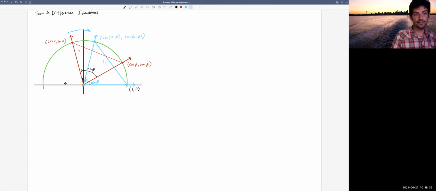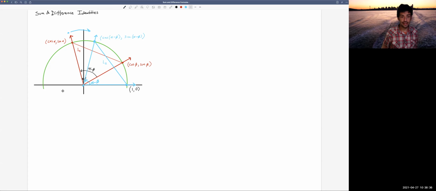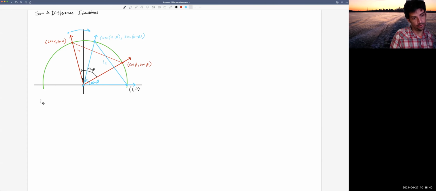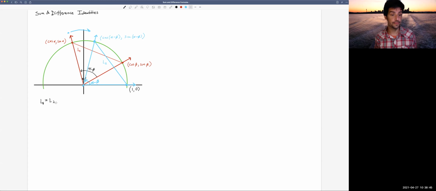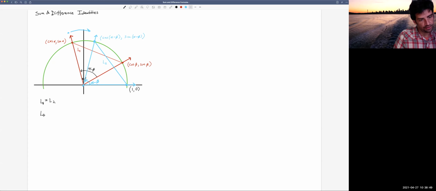All right, so now we're going to do a little bit of algebra, okay? The big idea is let's look at L1 and L2, okay? Those two lengths, that's the same triangle rotated. It has to be the case that L1 is equal to L2, okay? So let's look at each of those lengths. And what we're going to use is the distance formula, right?